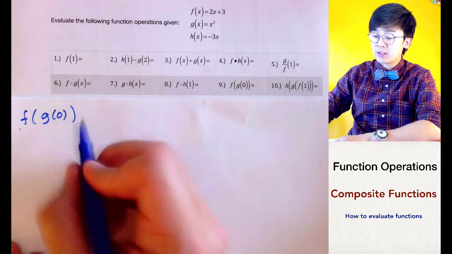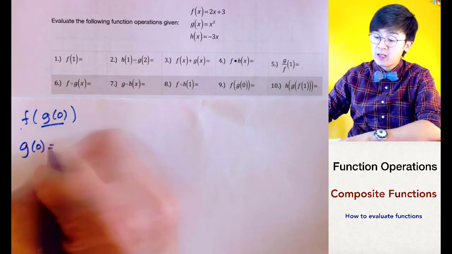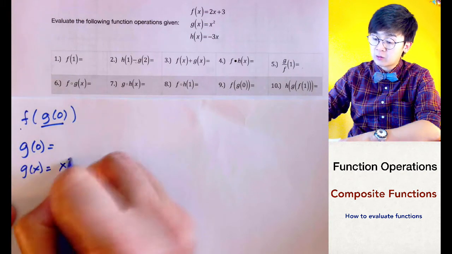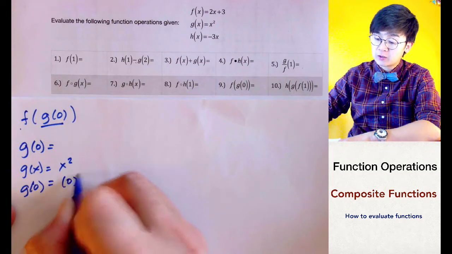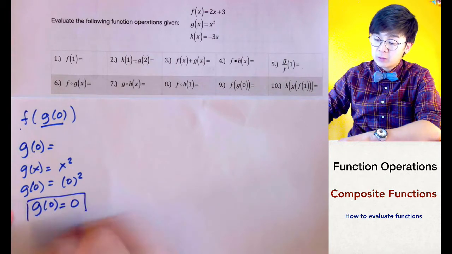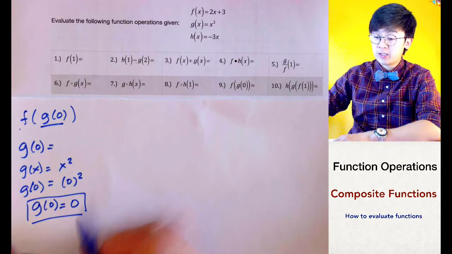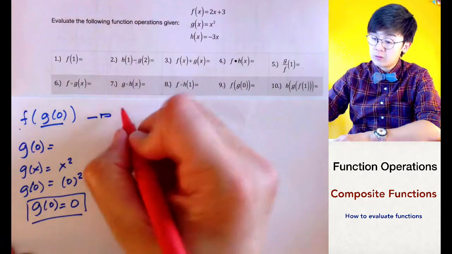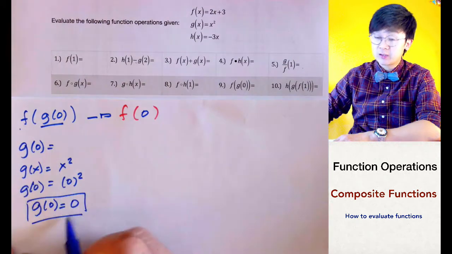Now another way of answering this is by solving the function g of 0. And in g of 0, we know that g of x is equal to x squared. So we'll just replace x by 0. So we have 0 squared. So we have g of 0 equals 0, which means we're going to replace g of 0 with the real number 0 so we can find f of g of 0. So now we will transform this to f of 0 because g of 0 is equal to 0.